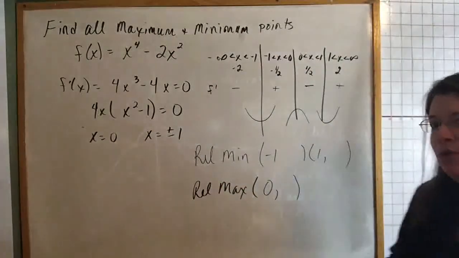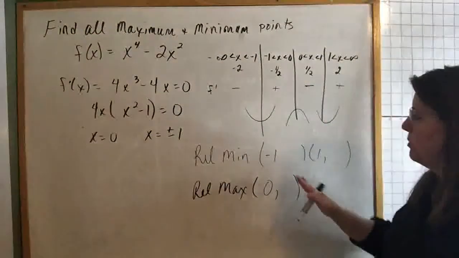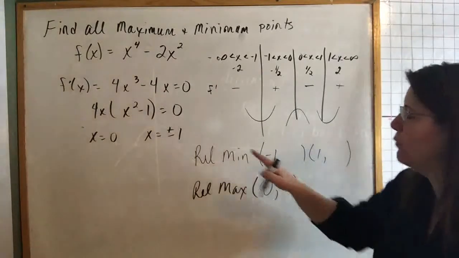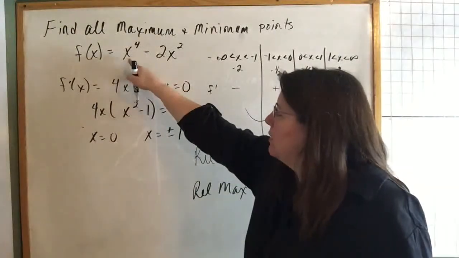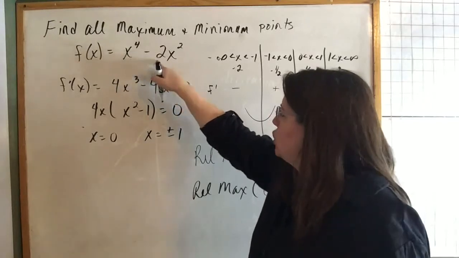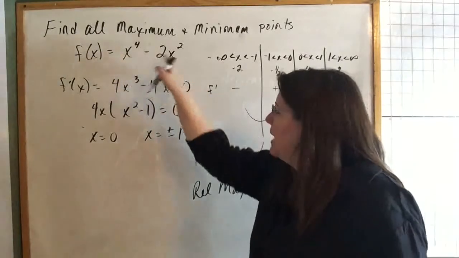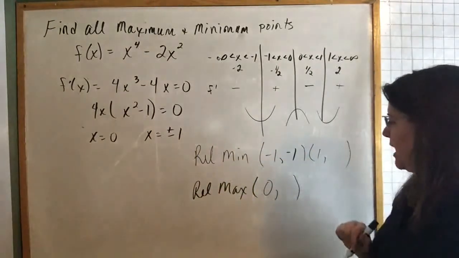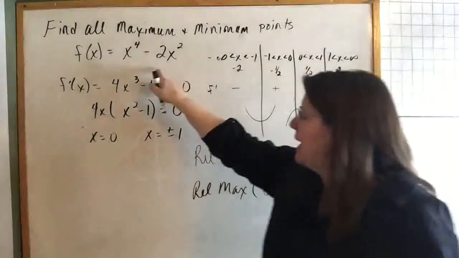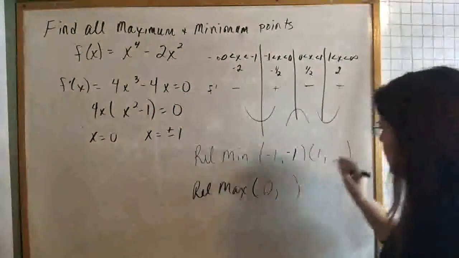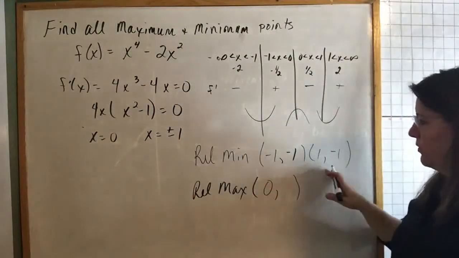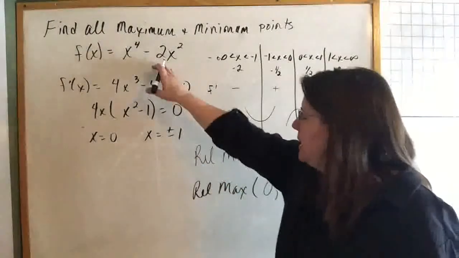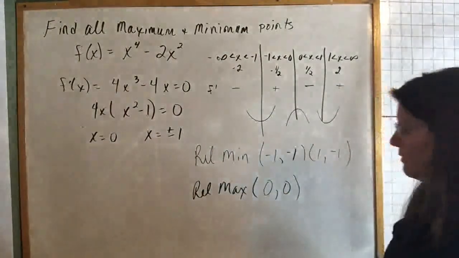And to find those final ordered pairs, I would need to plug these x values into my original function. So if I plug -1 in, -1 to the fourth is 1 minus 2 times 1. So 1 minus 2 is -1. So we have a relative minimum at -1, -1. To plug 1 in, I would have a 1 minus 2, so that again is a -1. So there's another relative minimum at 1, -1. For the maximum, if I plug 0 in here, we would get the point 0, 0.